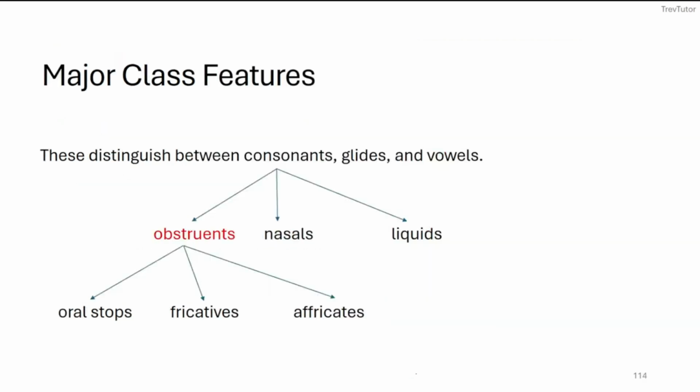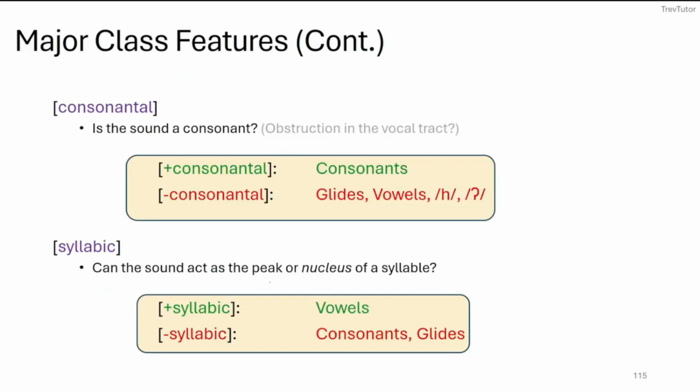but we'll learn all of these features one by one, sorted into different classifications. So the first one is going to be the major class features, and these will help distinguish between our consonants, glides, and vowels. Now, consonants can be broken up into three categories, which are obstruents, nasals, and liquids. And obstruents is a term that captures oral stops, fricatives, and affricates. So whenever you hear the word obstruent, think of your oral stops, your fricatives, and your affricates. So basically anything that's not a nasal, liquid, glide, or vowel.